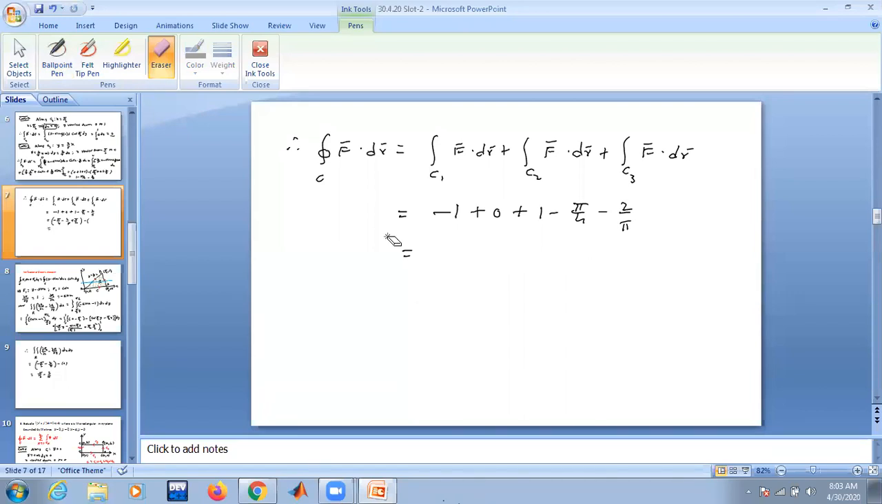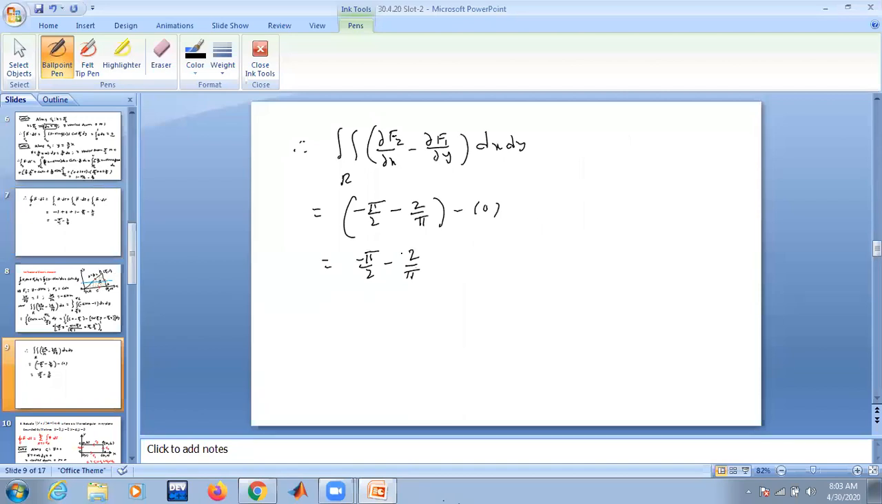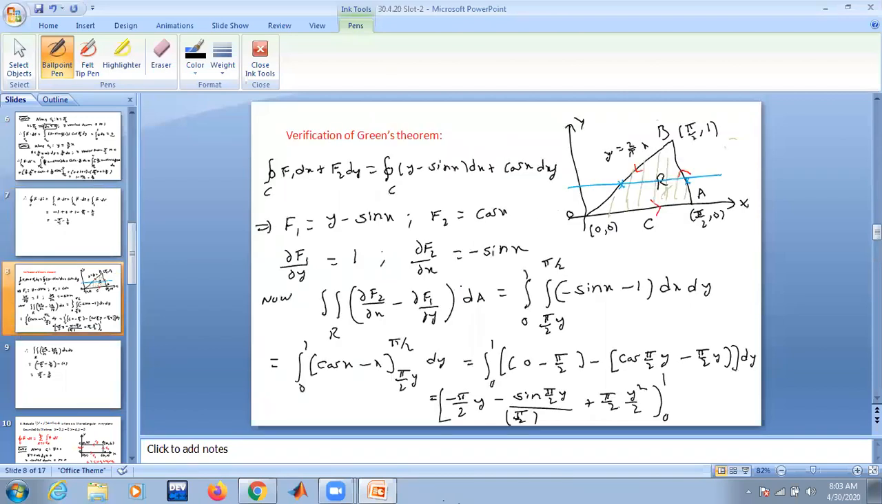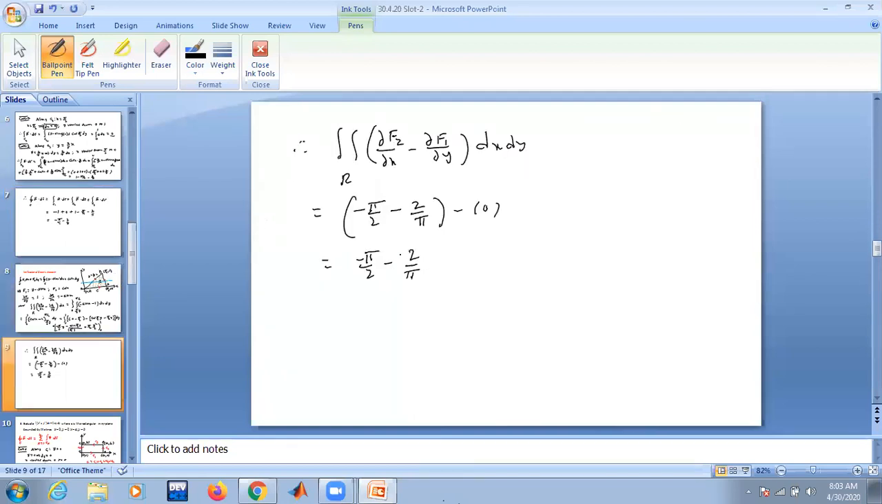Okay, so this is going to be minus pi by 4 minus 2 by pi. I think there is some mistake here. See, minus pi by 2 we are getting. Did I do any mistake here? See, this is pi by 4. It's pi by 4.